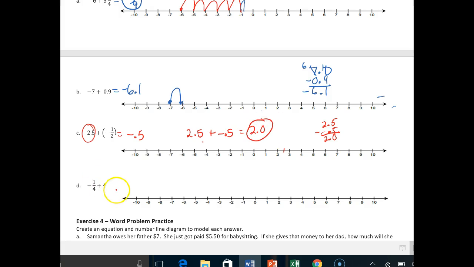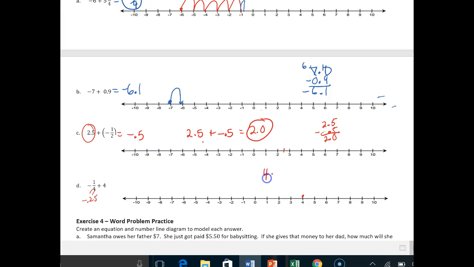What about negative 1/4 plus 4? All right, so I want to subtract different signs. So I can start here at 4, and if I move 1/4 left, maybe you can think of this as decimal again, right? Negative 0.25. If you had $4 and you gave 1/4 away, what should you get? $3.75. Let's prove it mathematically.